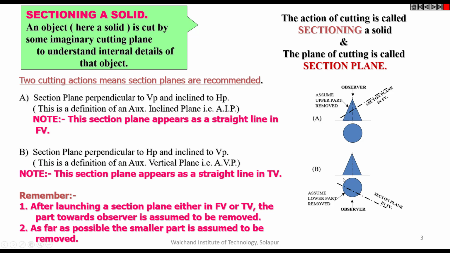Next, coming to this one, this is the front view and this is the top view. Now the cutting plane is given with respect to the vertical plane. It makes a certain angle of phi to the vertical plane and is perpendicular to HP. You need not bother about that perpendicularity. Only consider the angle to the VP, meaning HP is above the XY line and VP is below the XY line.